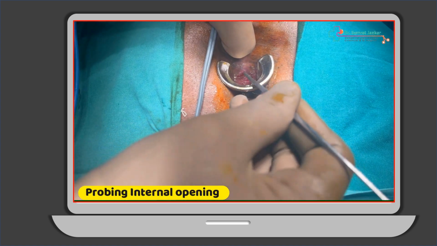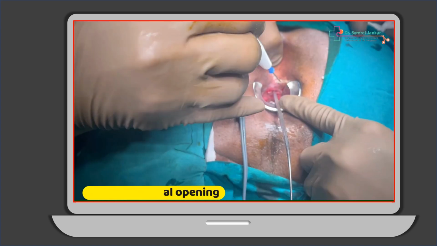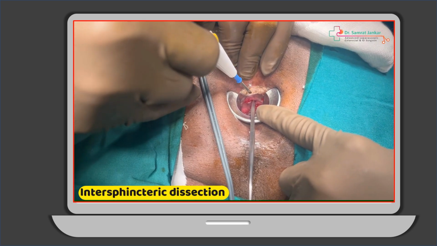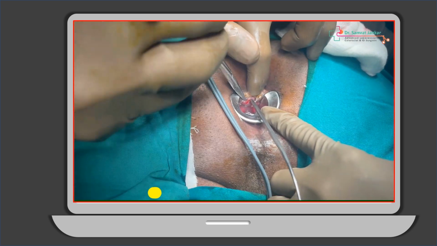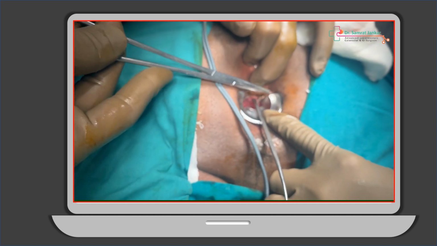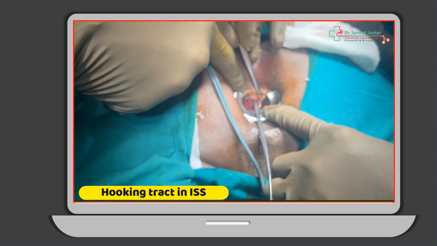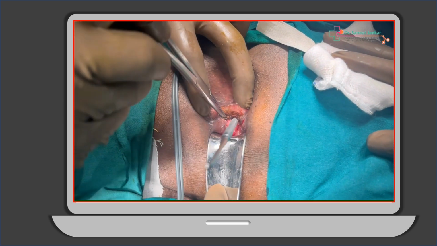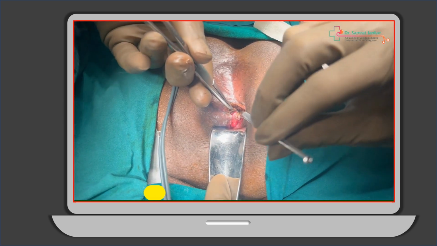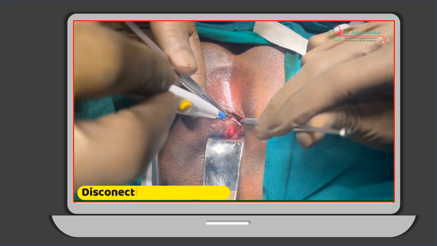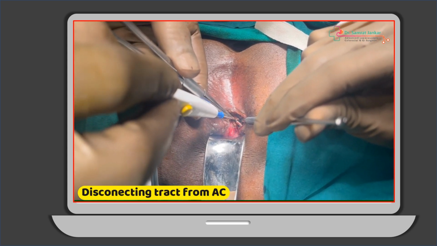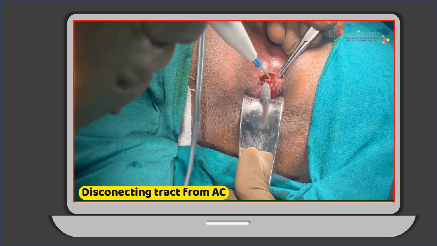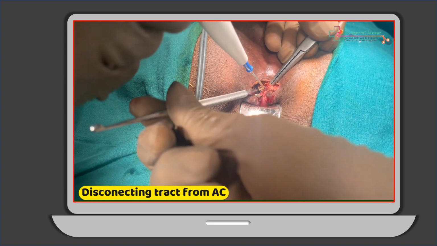So this is another case who had a prior fistulotomy but has a high intersphincteric fistulous tract. We started at the level of the intersphincteric groove, dissecting the intersphincteric region, going above and hooking the tract. The intent is that the complete tract needs to be disconnected. So we see the tract, and we are trying to disconnect it from both the right and left side, so that the tract will be completely disconnected.